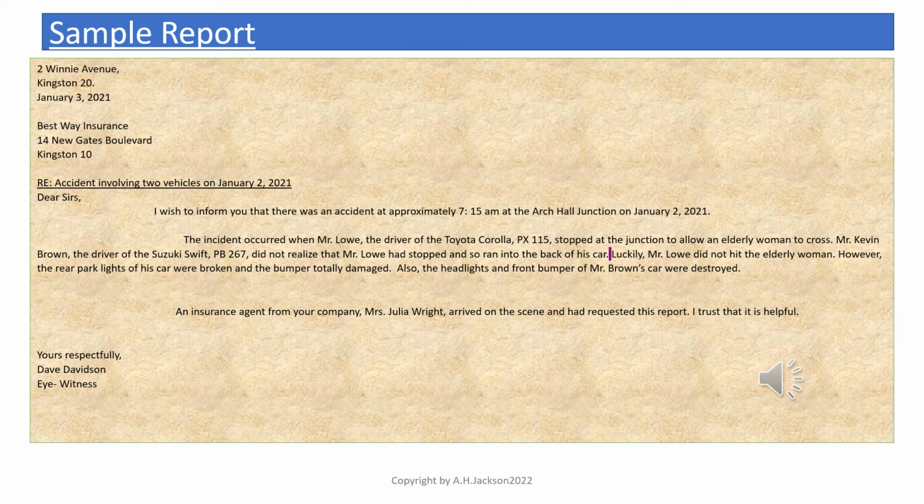Luckily, Mr. Liu did not hit the elderly woman. However, the rear park lights of his car were broken and the bumper totally damaged. Additionally, the headlights and front bumper of Mr. Brown's car were destroyed. An insurance agent from your company, Mrs. Julia Wright, arrived on the scene and had requested this report. I trust it is helpful. Yours respectfully, Dave Davidson, Eyewitness.